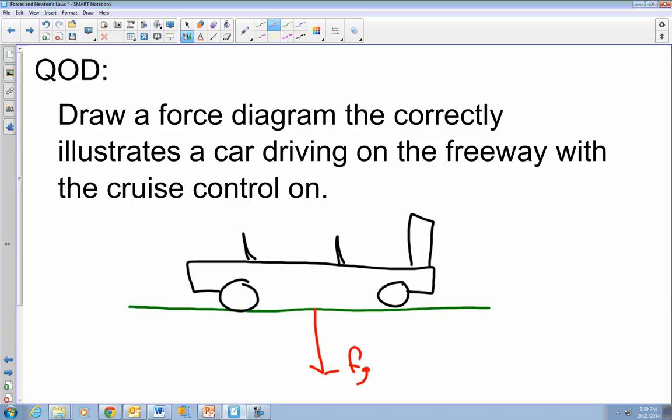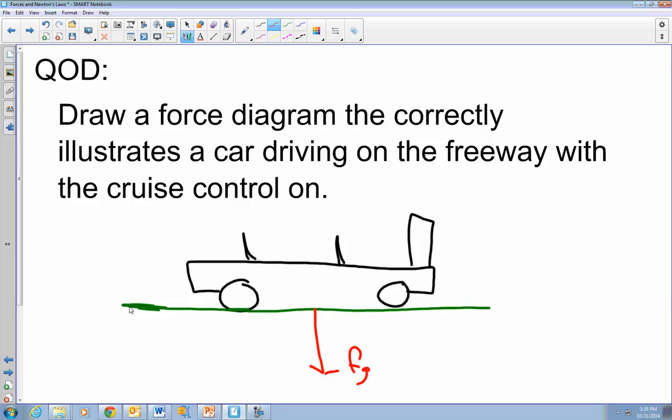Well, yesterday we learned about this force called the normal force. Normal force is perpendicular to the contact surface. Now, if our green line here is our road, yes, your tires should be in contact with your road at hopefully all points in time.